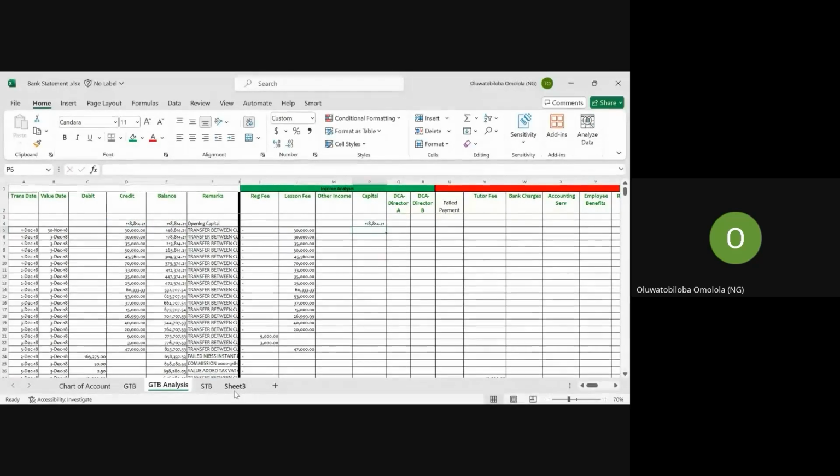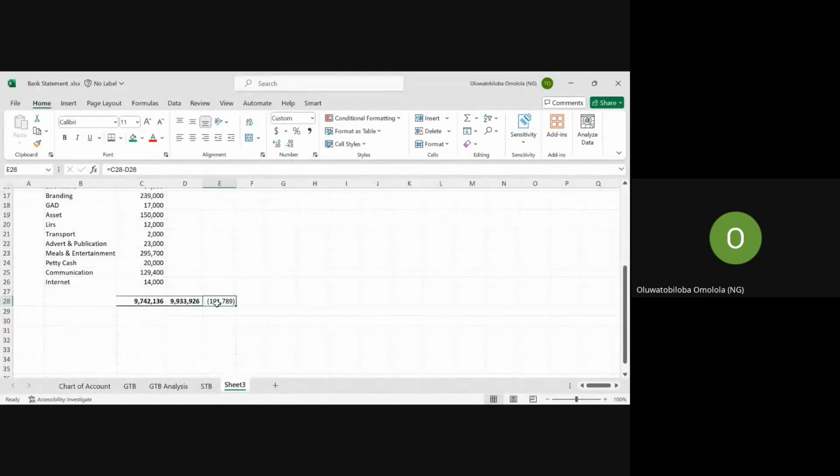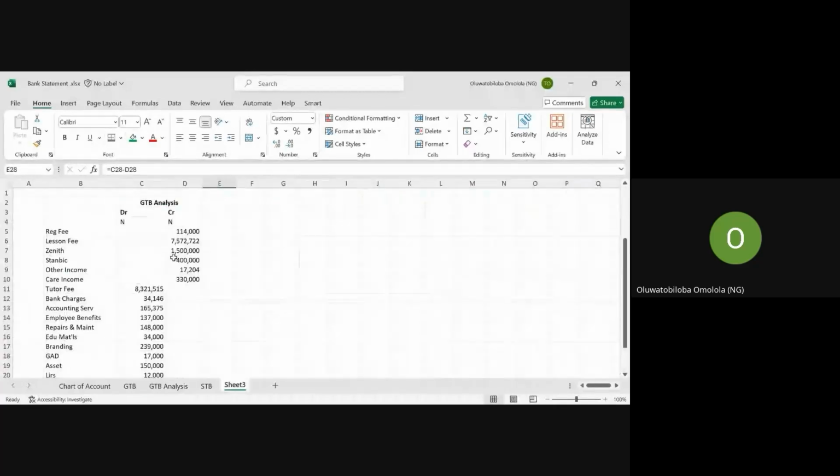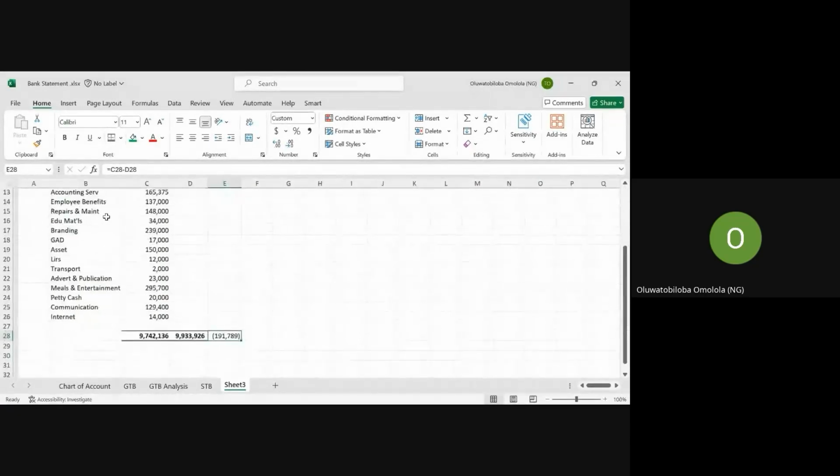So someone has found one of the problems. The difference is 191, but this one is 118. It means that there's another problem that I'll leave for you to go and resolve. But this is how we convert a bank statement to a trial balance, right?